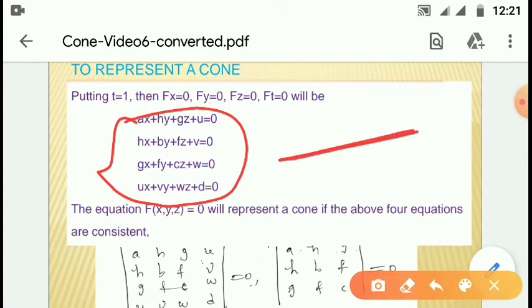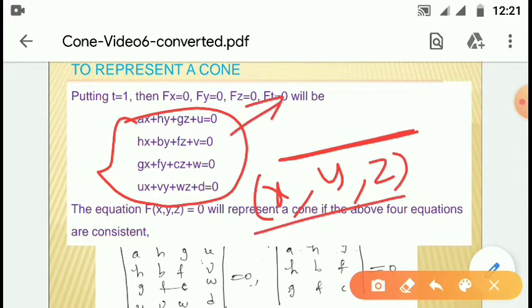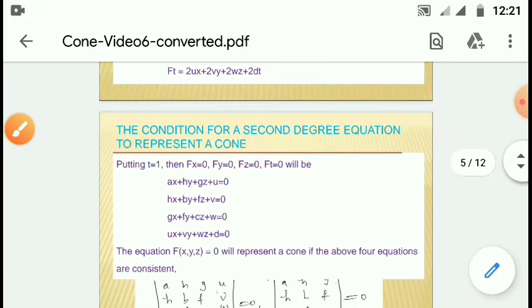and the solution x, y, z given by these equations will give the vertex of the cone. The values x, y, z which we obtain from these 4 equations will be the vertex of the cone. In this case, the second degree equation represents a cone, and also the values of x, y, z give the vertex. So this is the condition.